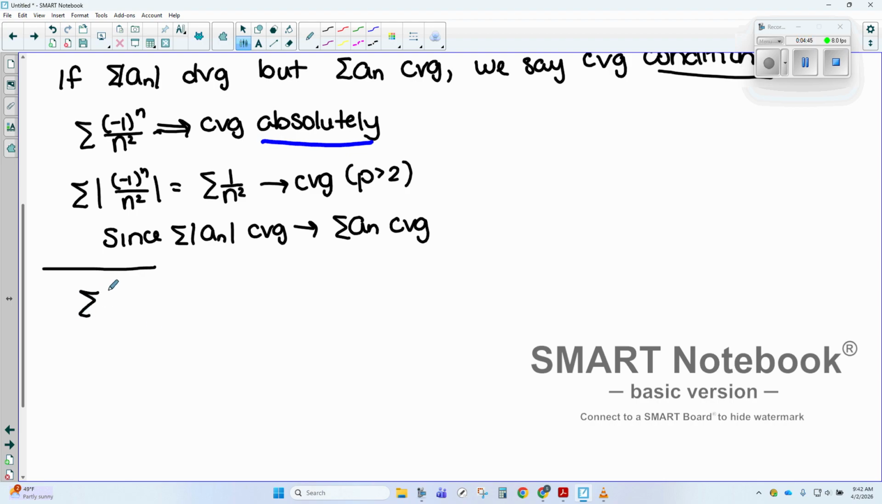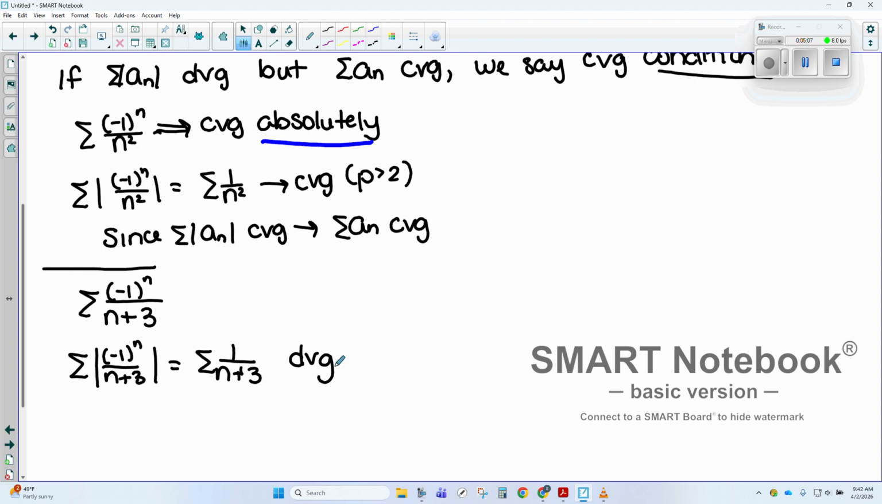If I want to look at the series (-1)^n over n plus 3, if we take the absolute value of those terms, then that's our harmonic series 1 over n plus 3. This is a series we've worked with. I haven't said the word harmonic out loud, but your author has very much used it through 9.3 and 9.4. When we have a series 1 over n+3, this one diverges.